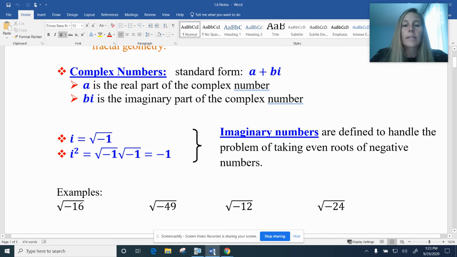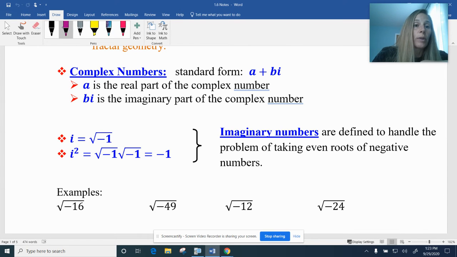Okay, so complex numbers are numbers that come in the standard form a plus bi. So what that means is that your real number will always come first when you're writing these in standard form, and your imaginary number will always come second. So that is the standard form of a complex number. So similar to when we were doing standard form of linear equations or quadratic equations, we had a specific order in which we needed to write all the terms. Same thing applies for this.